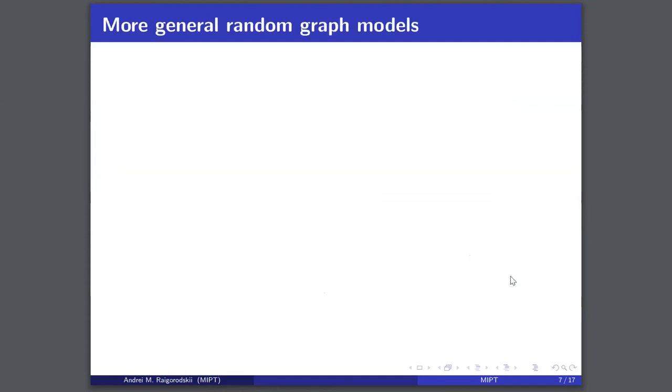Now, what shall I speak about? I'll probably say a few words about more general binomial random graphs. Is it okay or too difficult? Okay. Fine, not very difficult.